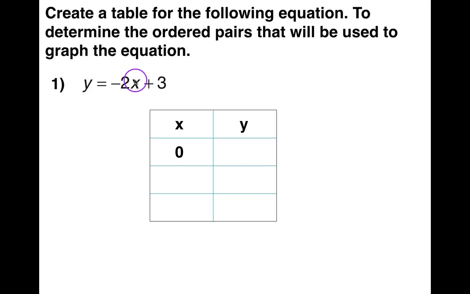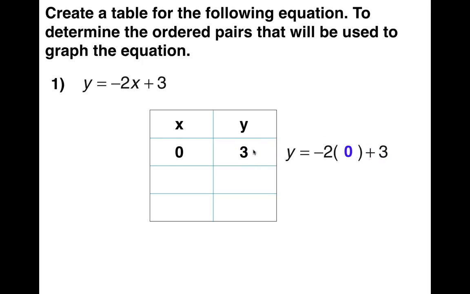What I'm going to do is rewrite this equation, but instead of an x, I'm going to put a set of parentheses, like so. Now I'm going to take the 0 and plug it in for x here. Now all I need to do is simplify. Y equals negative 2 times 0, which is 0, plus 3, which is 3.